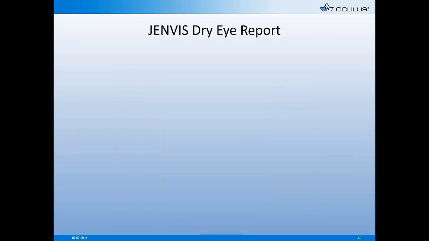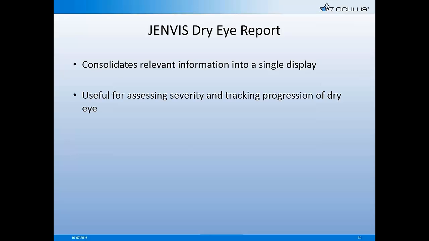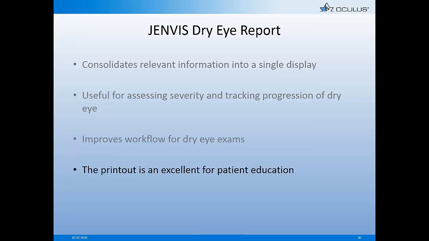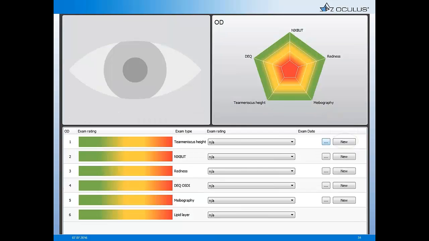So moving on to the last little thing I'll talk about with the Keratograph is the Yinvis dry eye report. Basically, this is a report that's going to consolidate all of the dry eye information into a single display. It's useful for assessing severity and tracking progression of dry eye, and improves the workflow for dry eye exams for full dry eye workups. And the printout is really a great tool for patient education. Kind of puts all of these metrics into one place, and you can show the patient. It's very intuitive, as you'll see here.